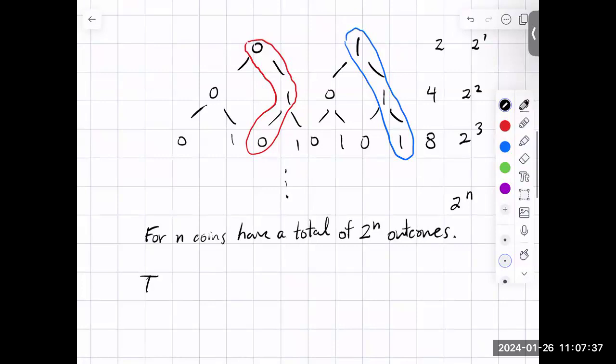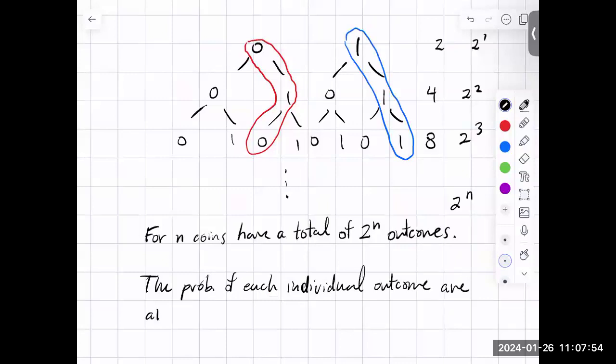So the probability of each individual outcome are all equal to 1 over 2 to the n.